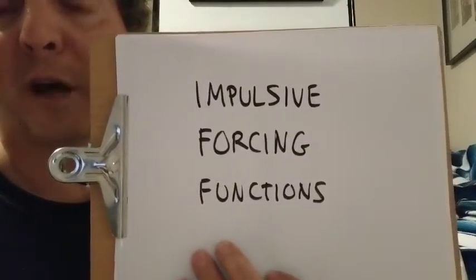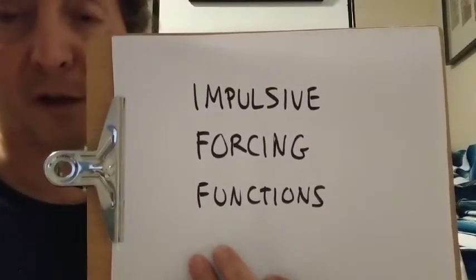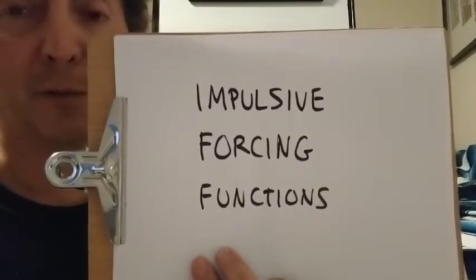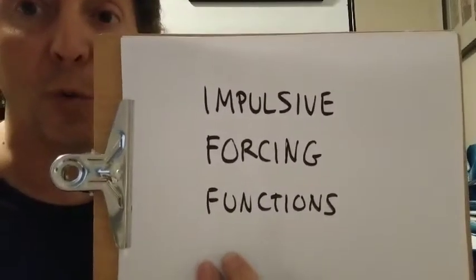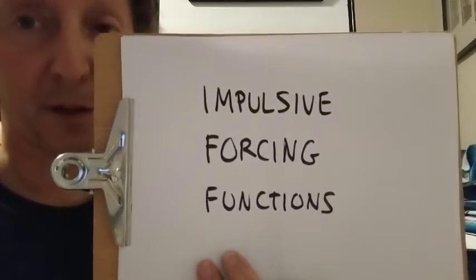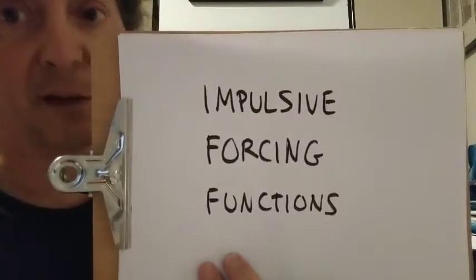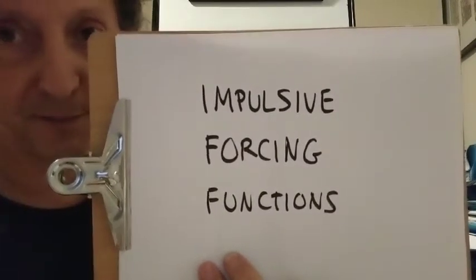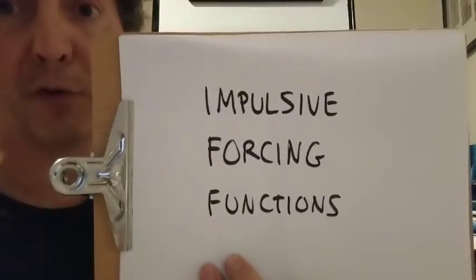So far in the non-homogeneous differential equations we've looked at, the forcing function on the right-hand side has been either continuous or piecewise continuous. But there's another possibility leading to differential equations we can solve, and that's called an impulsive forcing function.